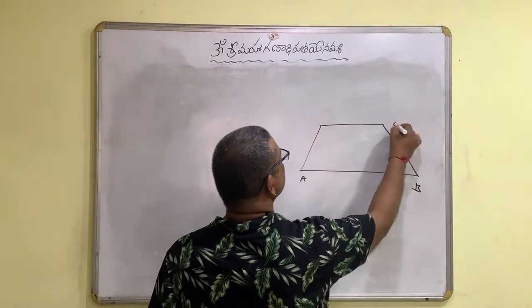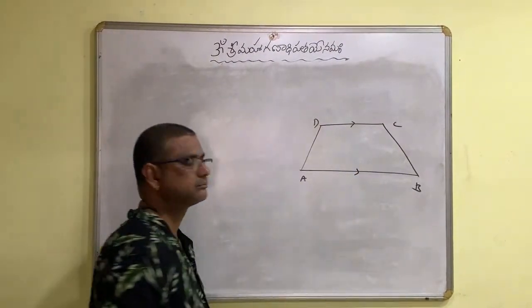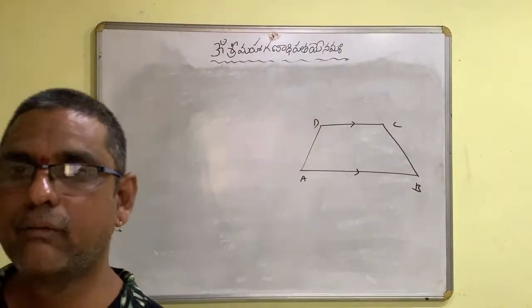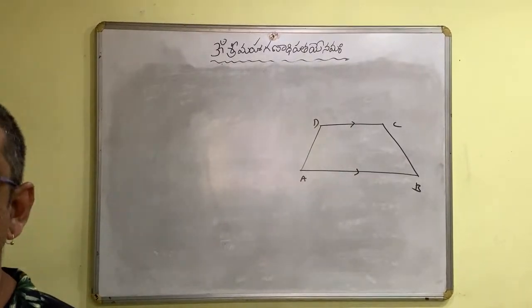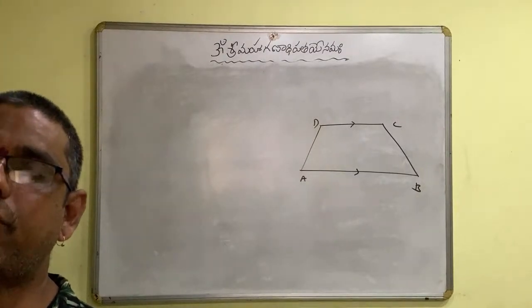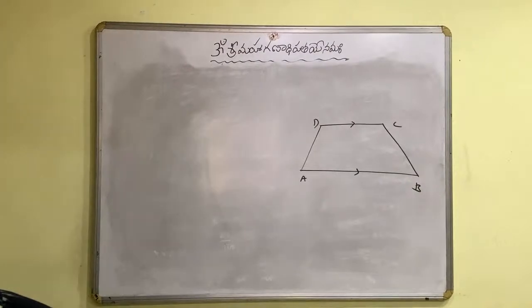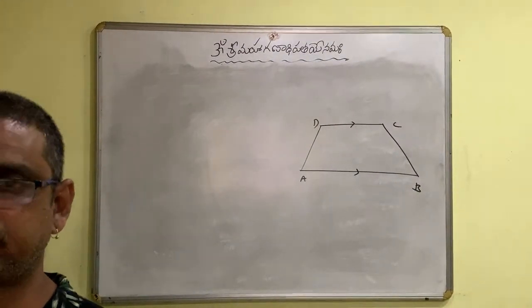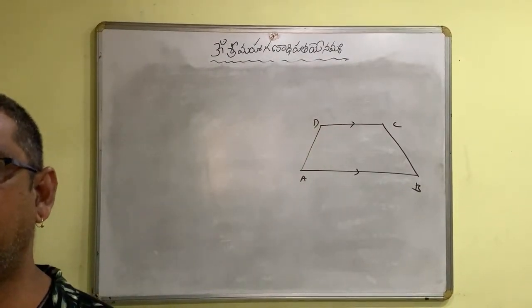ABCD is a trapezium in which AB is parallel to DC. Now what is being asked? We need to join the midpoints of the oblique sides of the trapezium. Oblique sides means non-parallel sides.